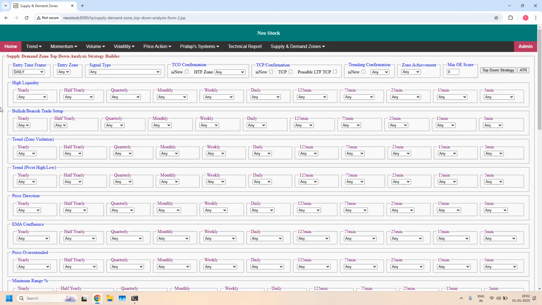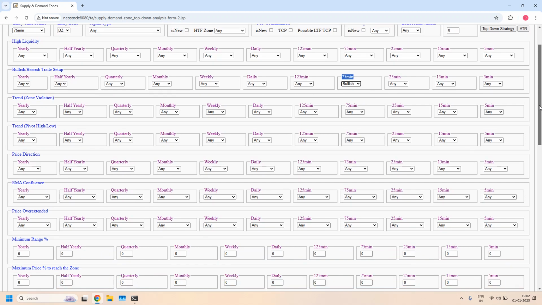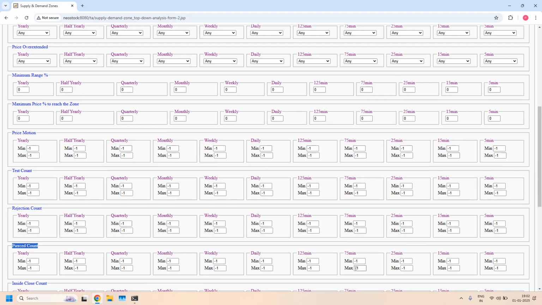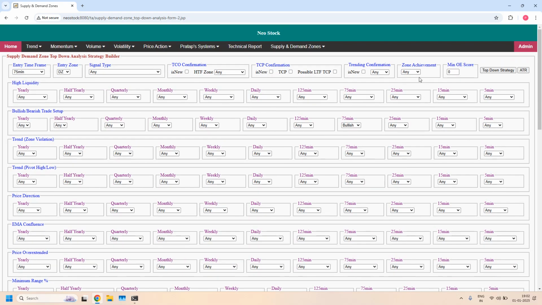So next one is a bullish trade setup weekly income trade. Entry time frame 75 minutes, entry zone, demand zone. In bullish or bearish trade setup at 75 minutes time frame, I am selecting bullish. And this 75 minutes demand zone should not be pierced. So in the pierced count at 75 minutes time frame, I am setting minimum value 0, maximum value 0. Zone achievement violated, opposing zone, minimum odd enhancer score 12. All 3 filters are applied to 75 minutes demand zone.